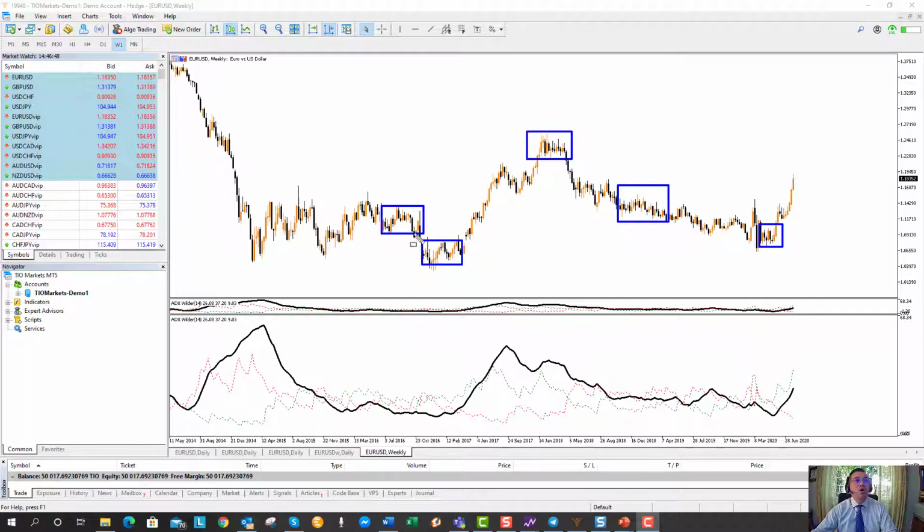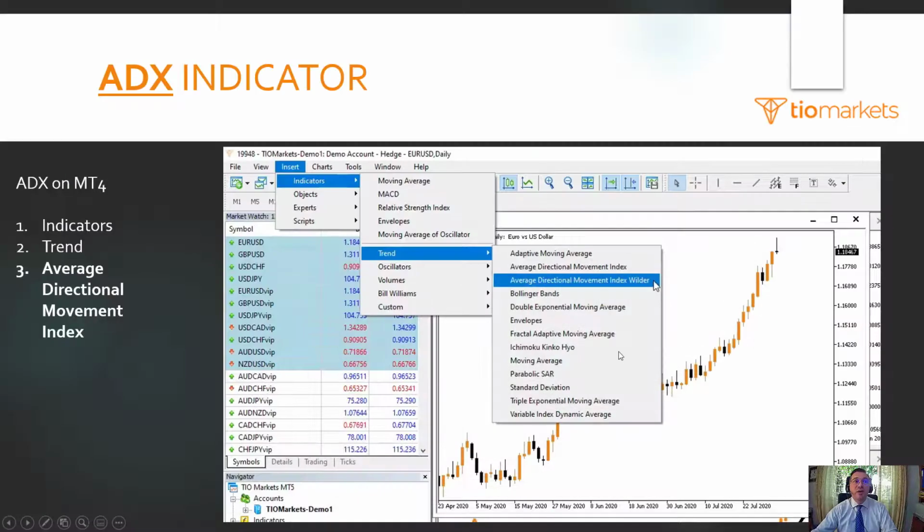And you can see what happens after trading ranges. Well, you get breakouts. You get breakouts to the downside, or you get breakouts to the upside. And look at those moves. These are amazing moves. And the ADX indicator, what it does, it helps us to identify these types of breakouts and to capture the big fat piece of the move.